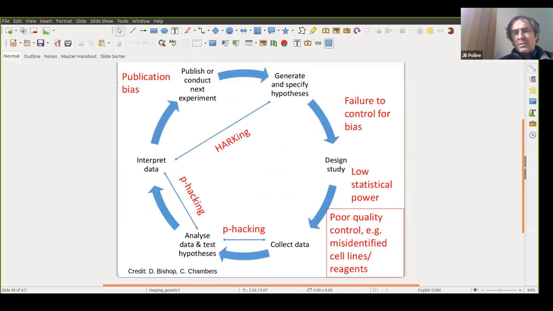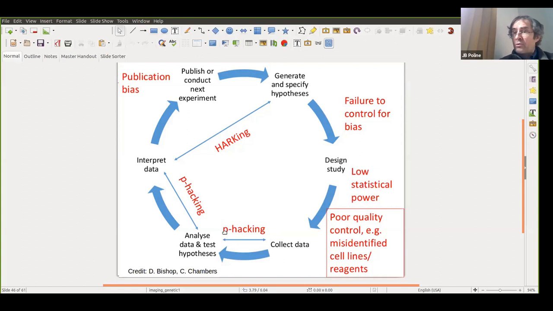Dorothy Bishop explains this with a graph where she says, okay, you need to generate a hypothesis, but you have difficulties in controlling the bias in the study design. So once the data are collected, they're going to be analyzed in many, many different ways. And because they're analyzed in many different ways, you increase the probability of finding something significant. Is that because it's the right way of analysis, or just because you've tried many, many things? That's what we call the p-hacking problem.